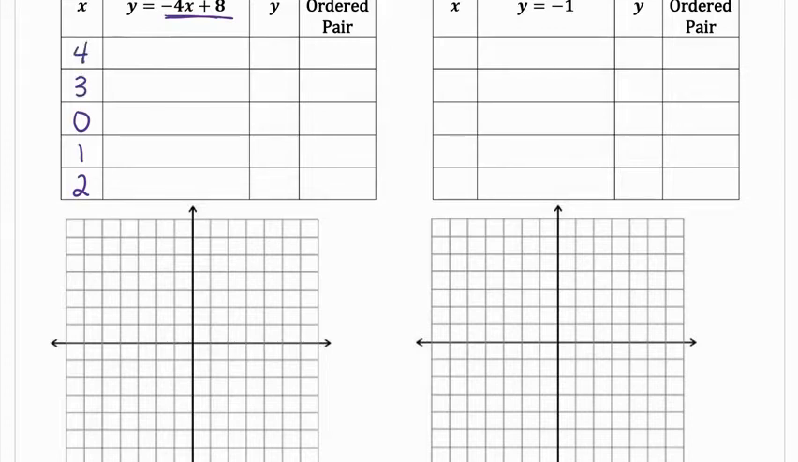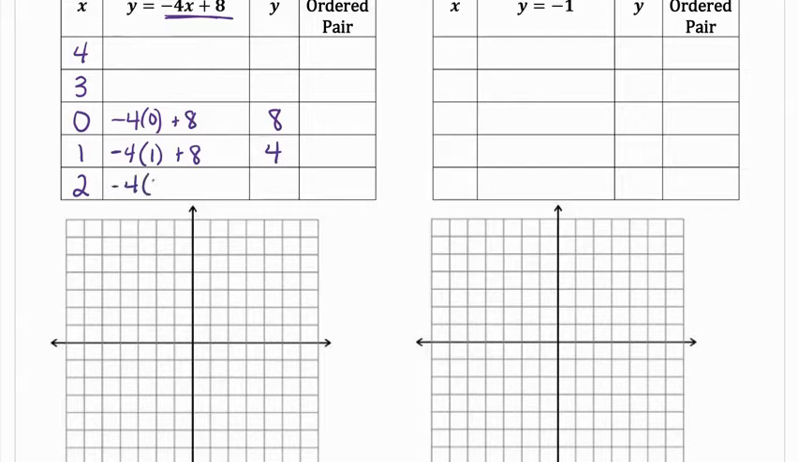So sometimes you choose your points, and you might have to adjust them to make them fit better on your graph. Because if I keep going with 0 here, negative 4 times 0 plus 8, that's just 8. Now that's only 1 above, so that's much better. Negative 4 times 1 plus 8, that would be negative 4 plus 8, which is 4.